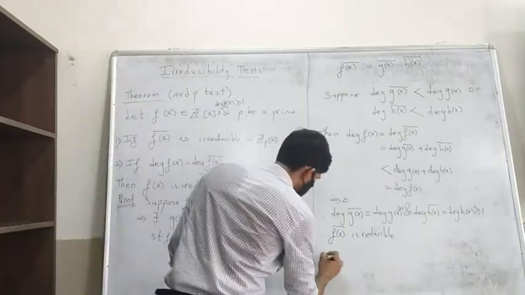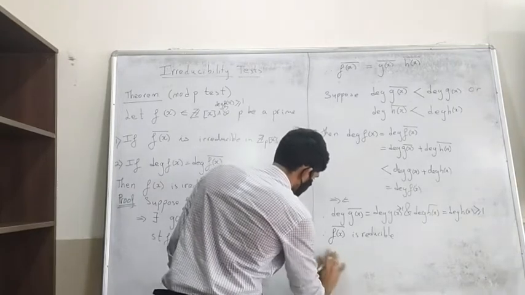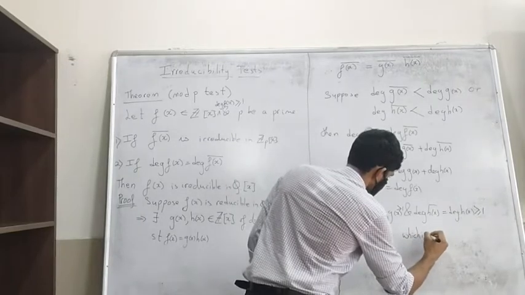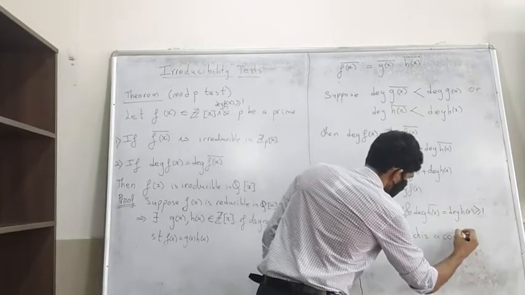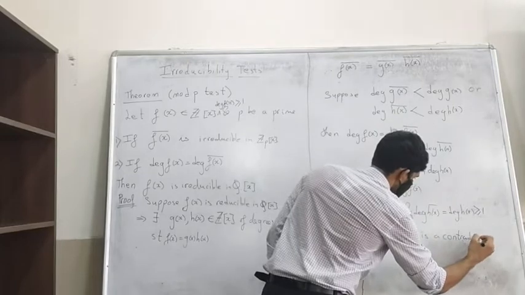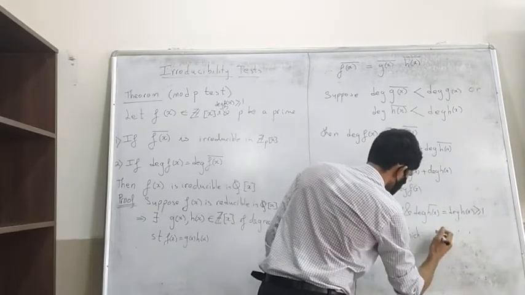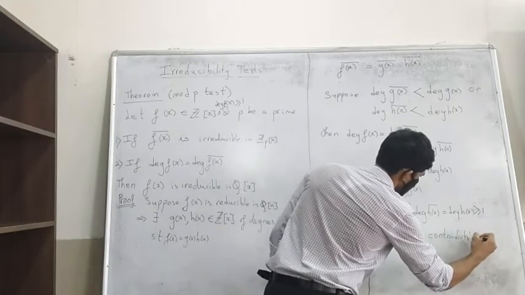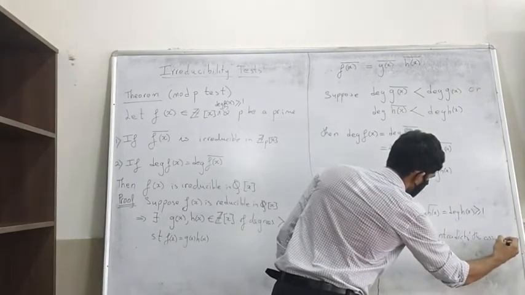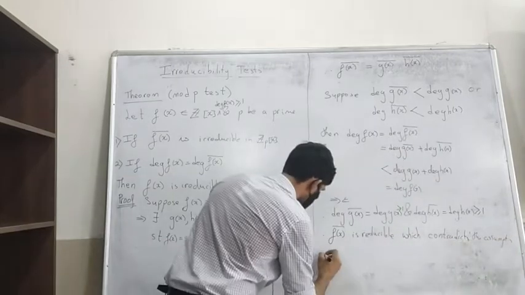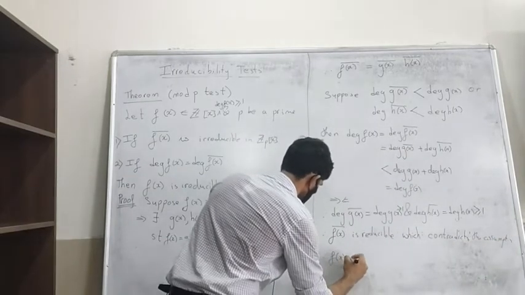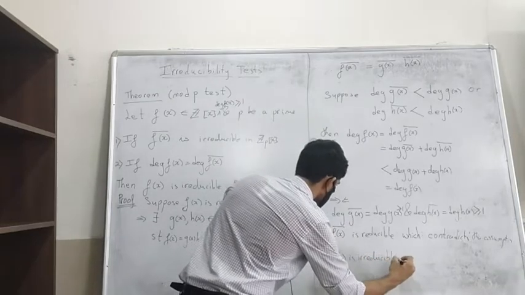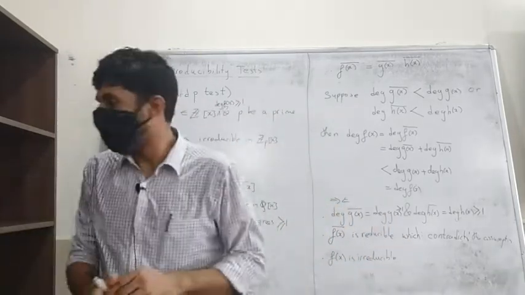Okay, so therefore, which is a contradiction, which contradicts the assumption, and therefore f of x is irreducible. So this is called the mod p test.